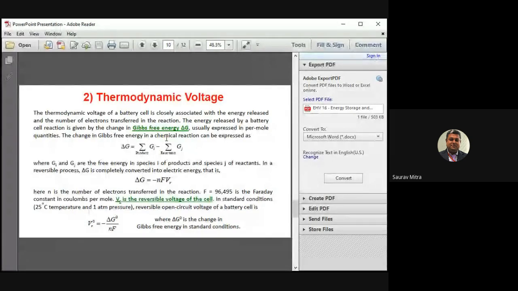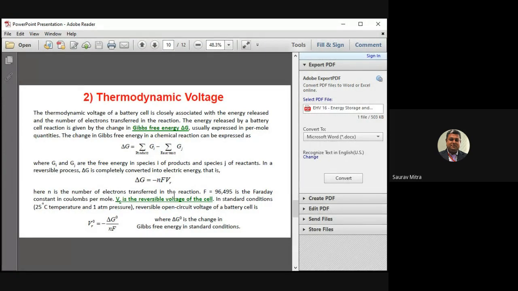Okay, so this is the difference between that. How much energy is released is given by the Gibbs energy. So delta G is equal to Gi minus Gj, where Gi is the products and Gj the reactants. So delta G, that is the Gibbs free energy, is given by minus NF VR. All this equation can be asked.